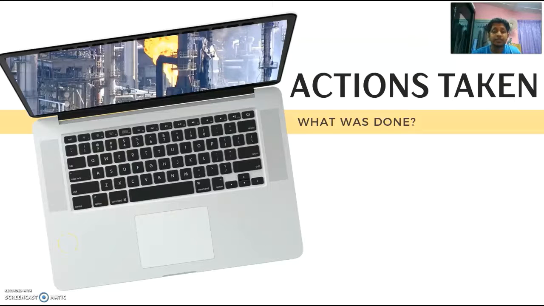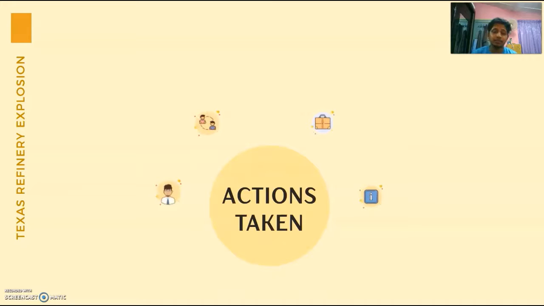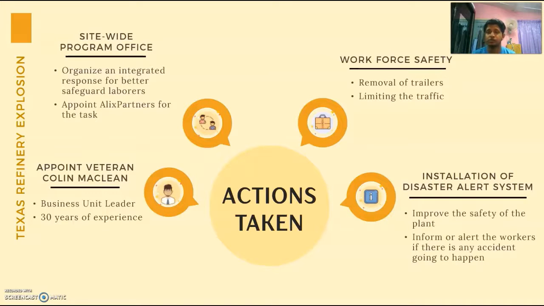So next are the actions taken after the explosion of the Texas refinery plant. There are several steps that have been initiated to recover the Texas refinery plant to operate back to normal, in a safer and appropriate manner. So the first step was to appoint veteran Colin McLean. He was appointed as the new refinery business unit leader. This is because the management has confidence in him, because he has 30 years of experience in turnaround management.